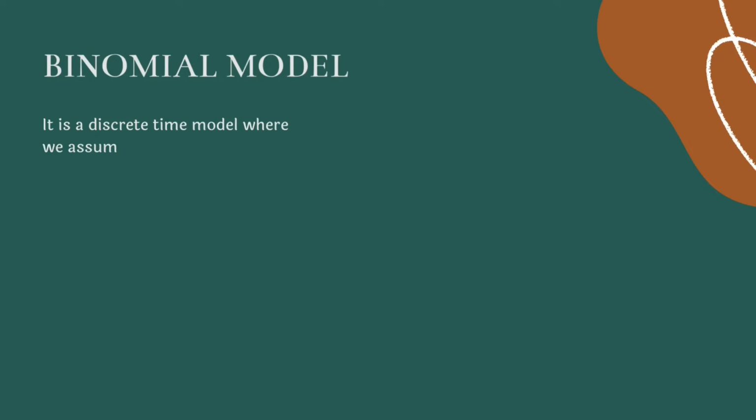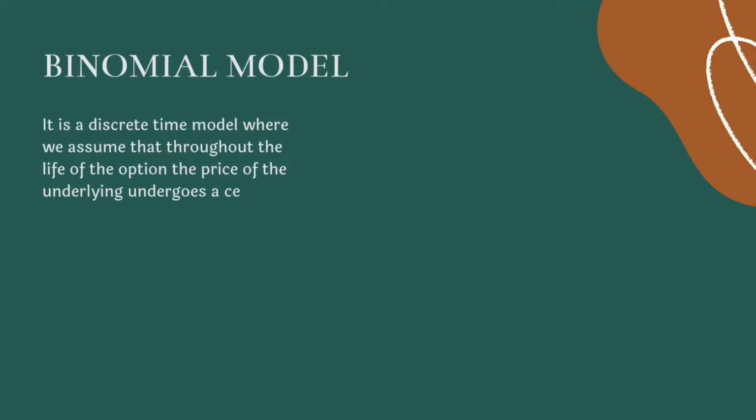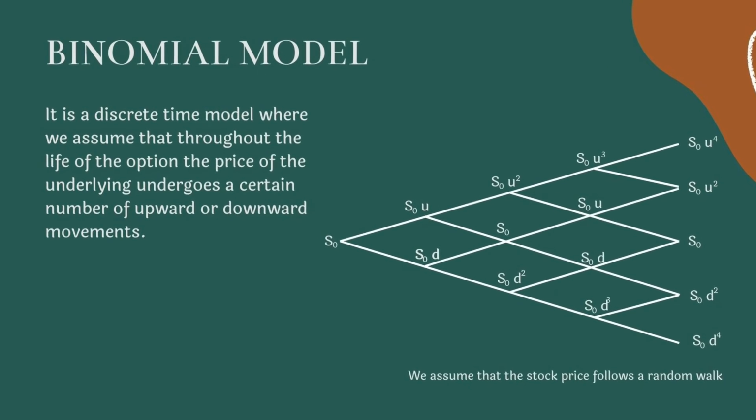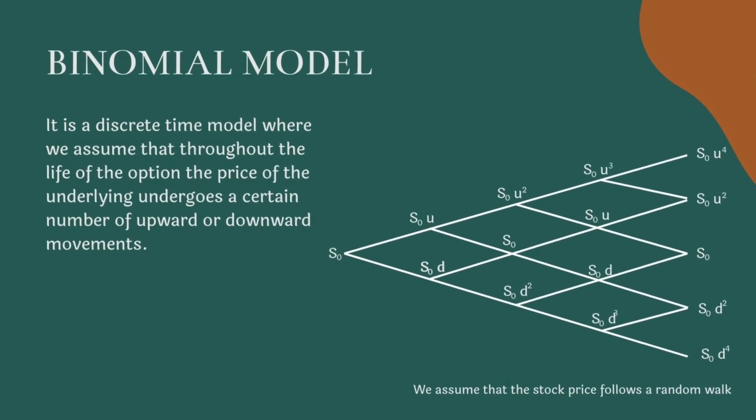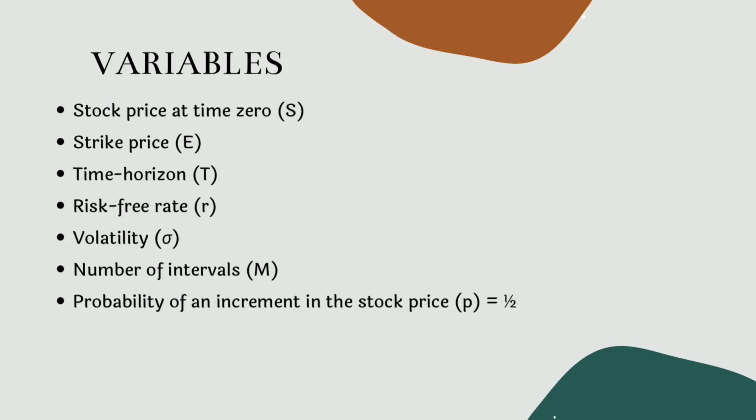The binomial model is a discrete time model where we assume that throughout the life of the option, the underlying price experiences a certain number of upward and downward movements. In order to find the fair price, we compute an algorithm. First, we define each of the variables that we're going to use: the stock price at time 0, the strike price, the time horizon, the risk-free rate, volatility, and number of intervals. We have that the probability of an increment in the stock price is 1/2.